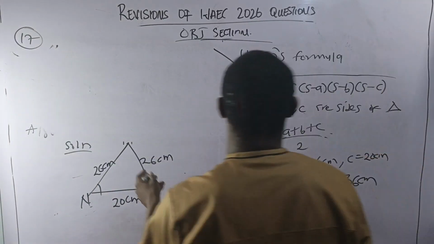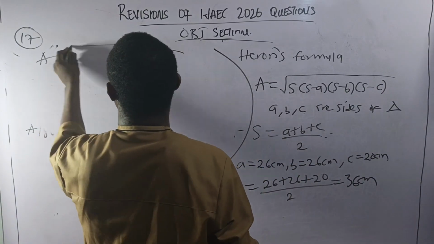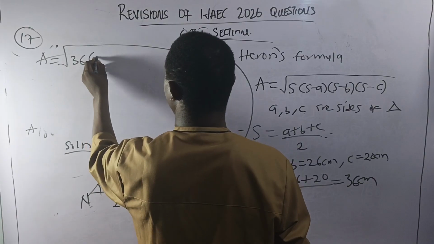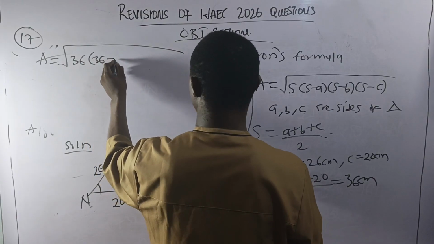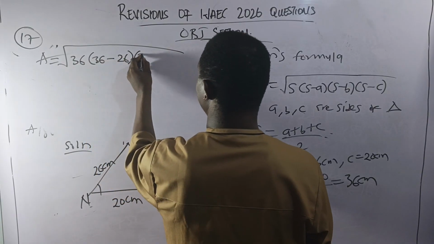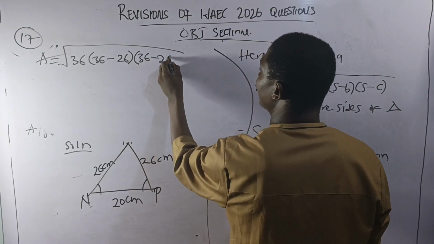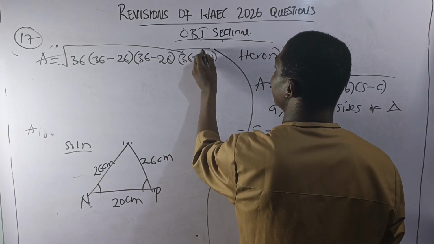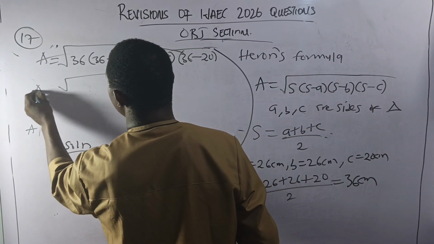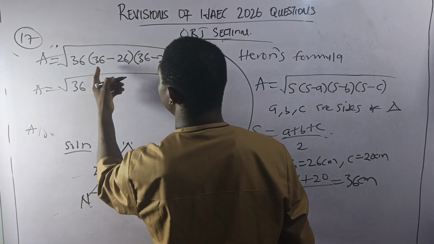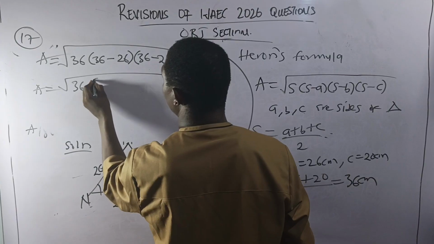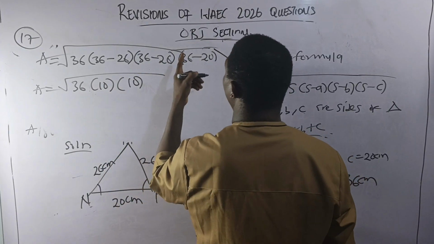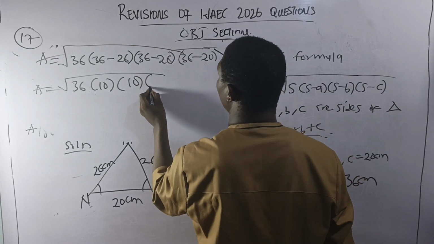If s is 36 cm, then I'll have my area to be equals to square root of 36 bracket 36 minus my value of a 26 close bracket 36 minus b 26, and also in bracket 36 minus what? 20. So I'll have a to be equals to 36 minus 26 will give me what? 10. Again 36 minus 26 will also give me 10, and 36 minus 20 will give me what? 16.